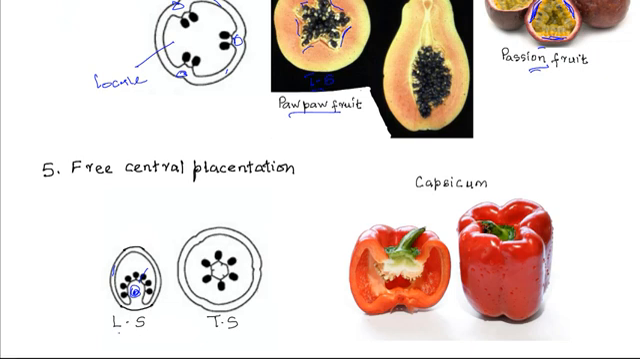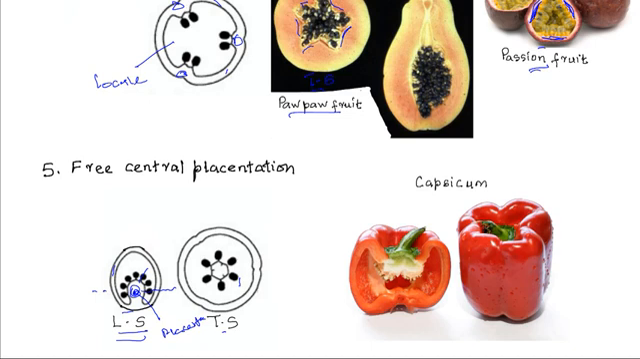This is a longitudinal section. This is a placenta. And this is a transverse section. That is, if the fruit was to be cut like this, then this is how the seeds will appear to be arranged. But longitudinal section gives the best illustration of the free central placentation.